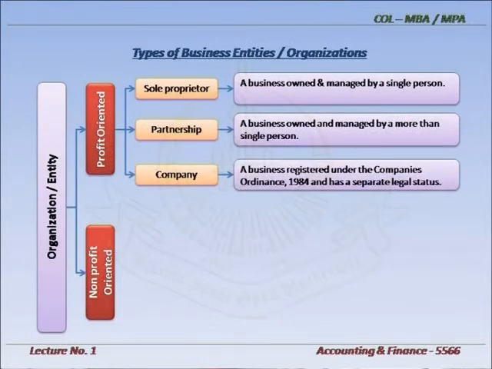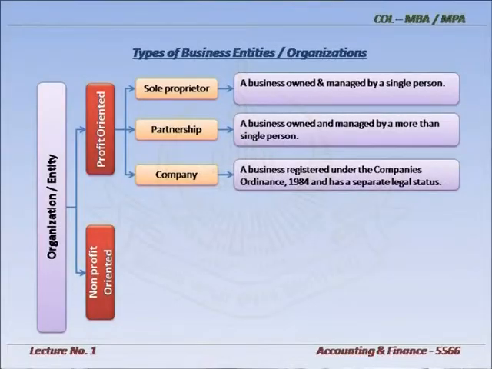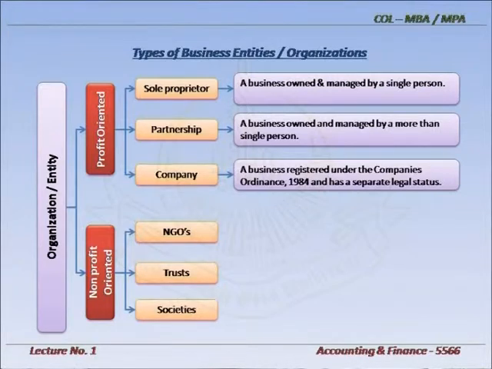Now at the last, we will discuss what is a company. A company is a business which is registered under the Companies Ordinance 1984 and has a separate legal status. By definition, one can interpret that if more than 20 persons want to do business jointly, they have to form a company. However, non-profit oriented organizations can be in the form of non-government organizations, abbreviated as NGOs, trusts, and societies.